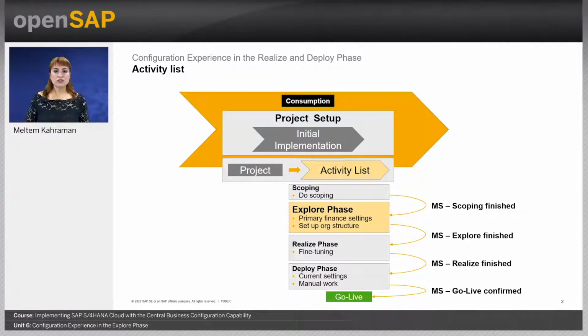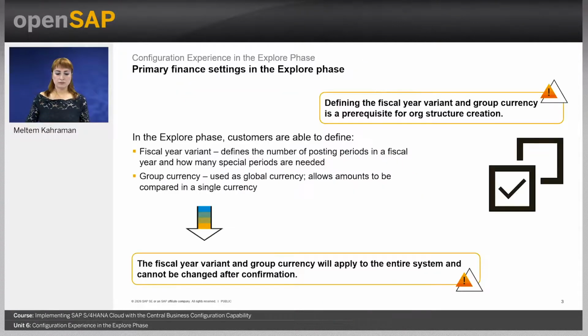In the last unit, you have seen the scoping. And after you set the milestone scoping finish, we are now in Explore phase, where we can do our primary finance settings and where we can set up our org structure. In the Explore phase, our customers are able to define the fiscal year variant and group currency.